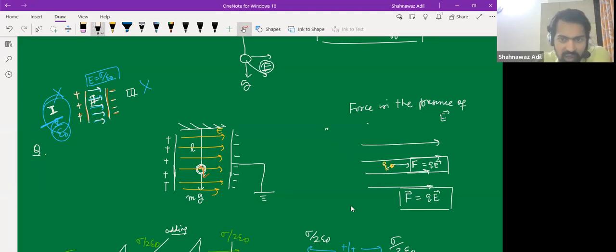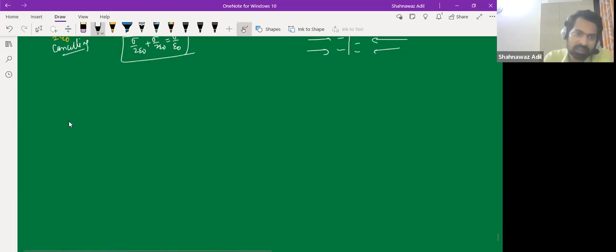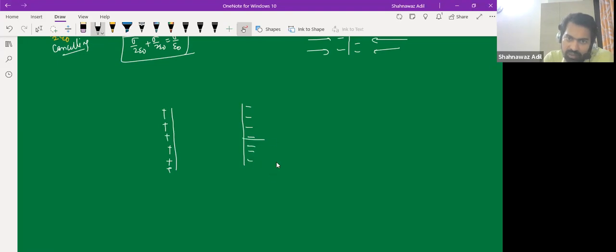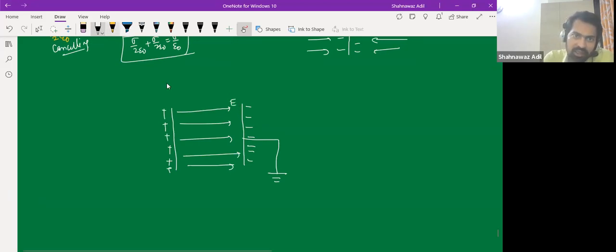Yes. Let me draw this here. So we have a parallel plate capacitor with a positive charge and a negative charge, and this is grounded and it has some electric field E, and some pendulum is attached. So this has mg force, and in this direction it has QE. Is this part clear, guys?